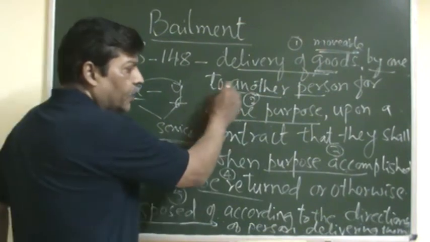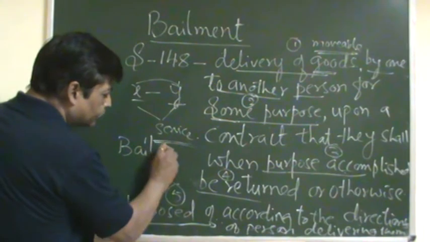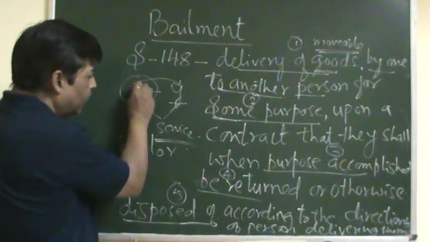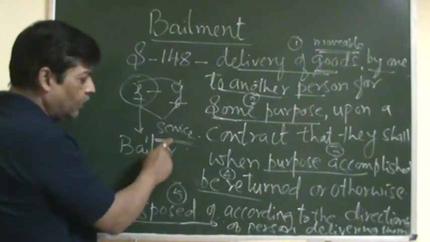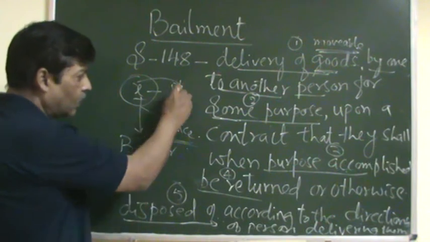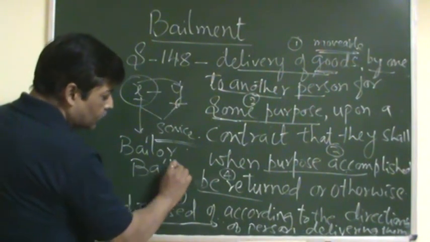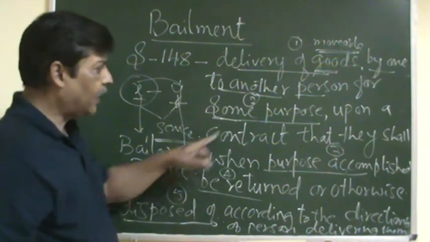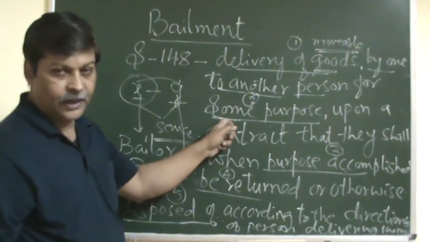The person who delivers the goods is called the bailor. In this case, X is the bailor. He has delivered the car to Y for service, so he is called the bailor. And the person receiving the goods is the bailee. So Y here is the bailee. Bailor and bailee, these are the two persons we name.